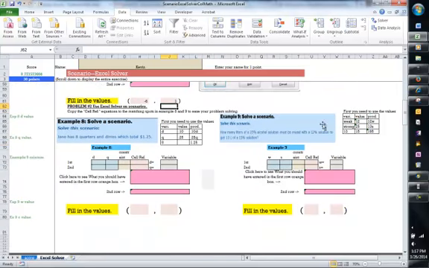Next one. Same kind of thing, except these are scenarios. These are real-world problems. Jane has 8 quarters and dimes, which total $1.25. So I have dimes plus quarters is 8. Dimes are worth 10 cents, quarters are worth 25 cents. So 10 cents times the number of dimes plus 25 cents times the number of quarters is $1.25.